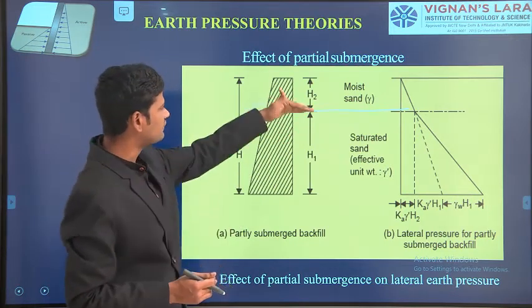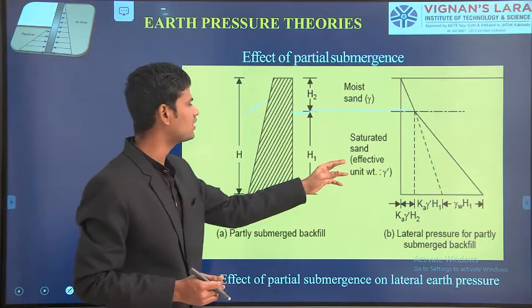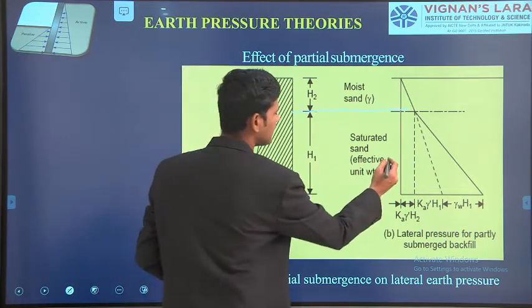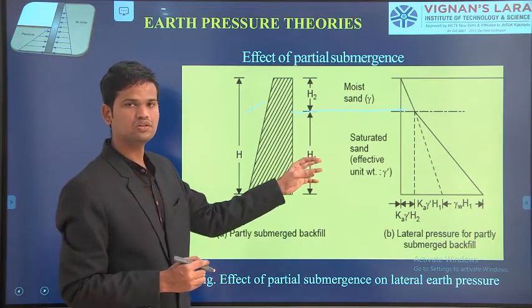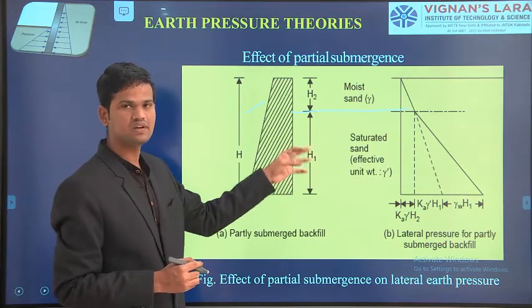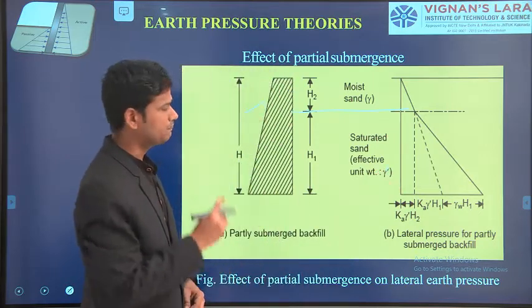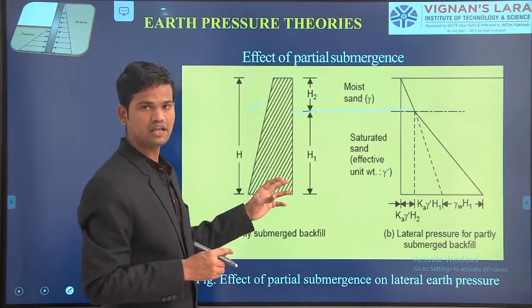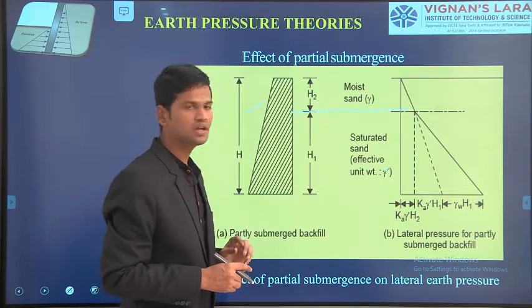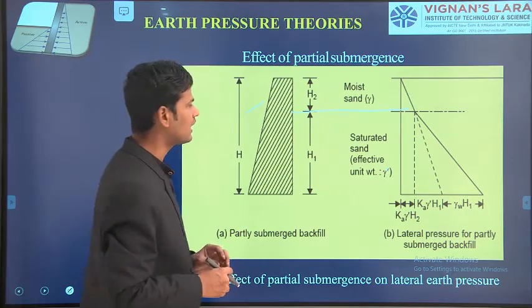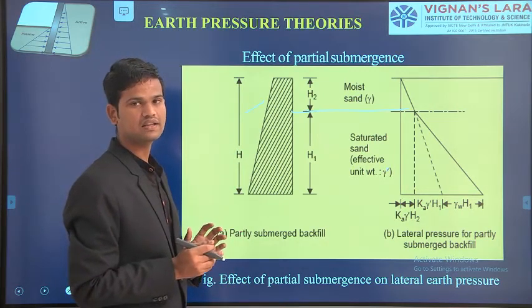Again, after the certain height H2, as we go linearly into the depth, the soil mass is taken as saturated sand. Saturated sand means the soil here is filled with water, that is, the voids are completely filled with water. Hence the unit weight of the soil mass is taken as gamma prime. Whenever the soil mass is present in the water table, we take the unit weight as gamma prime. This is the condition asked for while calculating any type of lateral earth pressure.